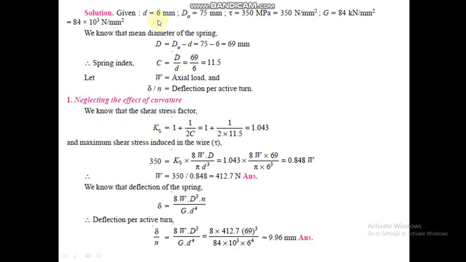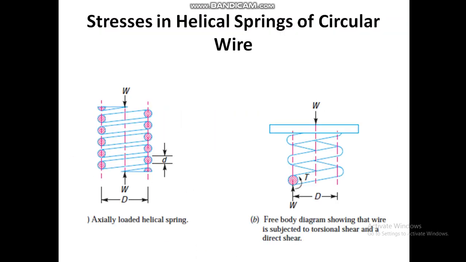First write the given data. Small d, wire dia, 6, outside dia 75, shear stress 350, modulus of rigidity 84 kilonewton. So we have converted into Newton. First of all, the first step will be to calculate the mean diameter of the spring, which is outside dia minus wire dia. As you can see in this diagram, mean diameter is D. Outside dia will be DO. If we subtract this radius and this radius, meaning we subtract the diameter of wire from the outside dia, you will get the mean dia.